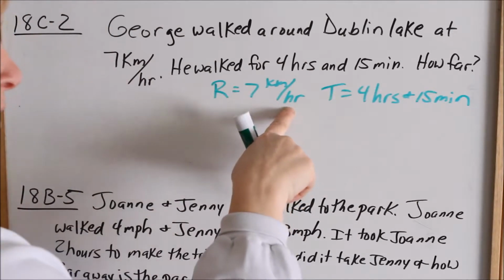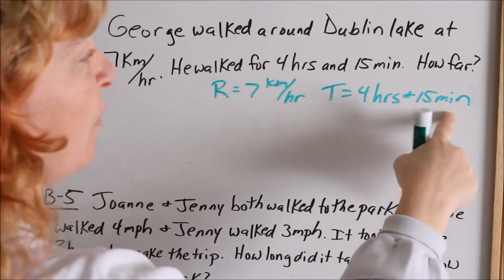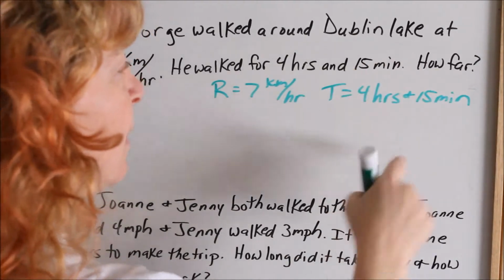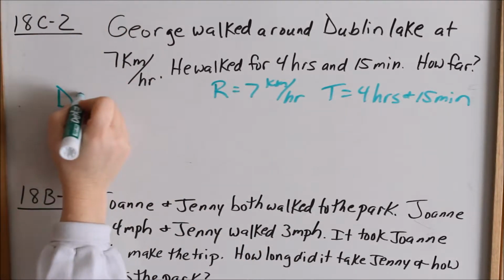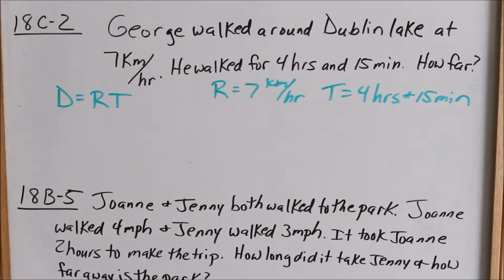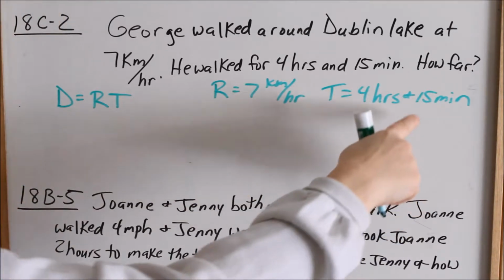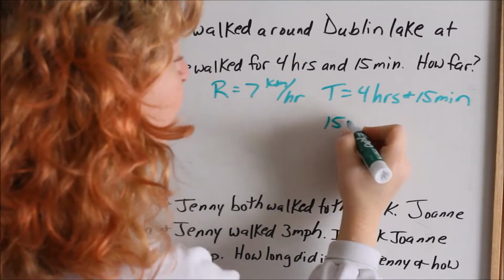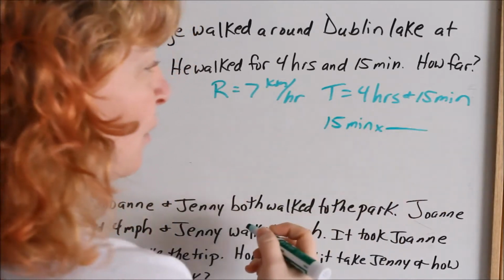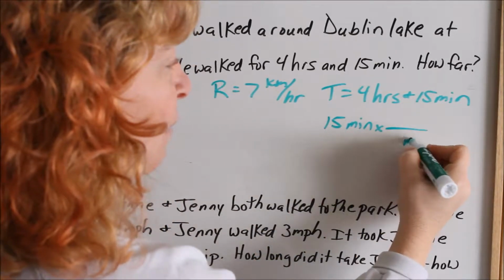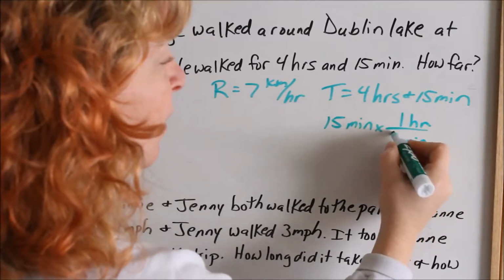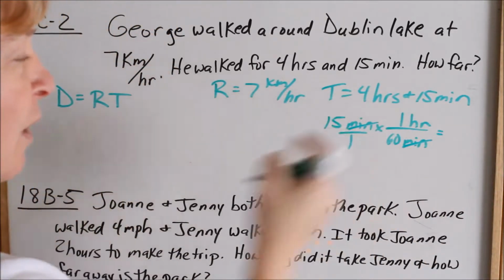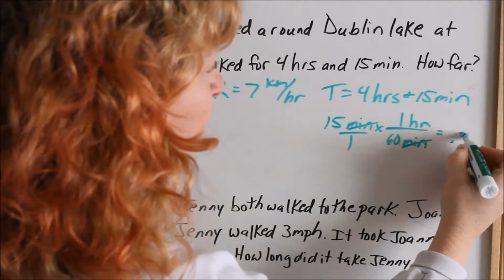Well, our rate has an hour in it, but our time is 4 hours and 15 minutes. So we need to change our minutes into hours, so our whole time is in hours, okay? We do recognize we're going to be using distance equals rate times time, but I need to make sure all my units are the same. So 15 minutes, I need to put that into hours. I can use a conversion factor. Minutes has to go in the denominator, hours goes here, there are 60 minutes in 1 hour. So now my minutes cancel, and I can do 15 divided by 60.